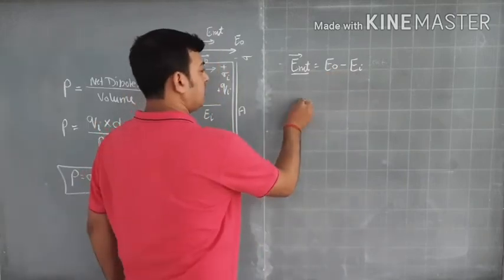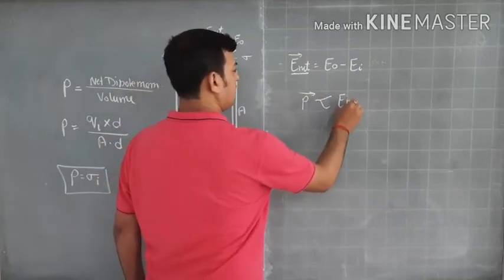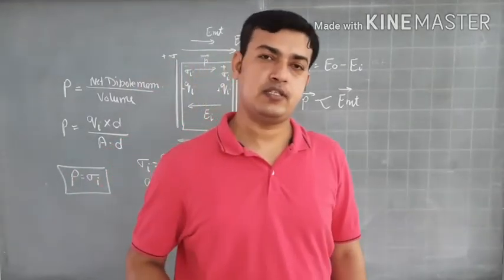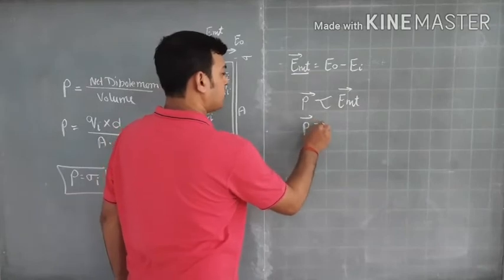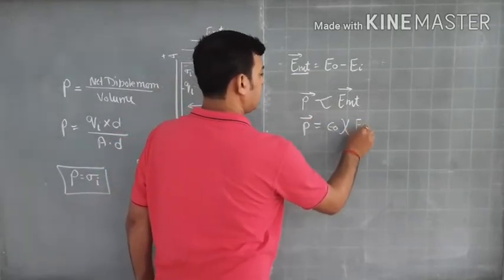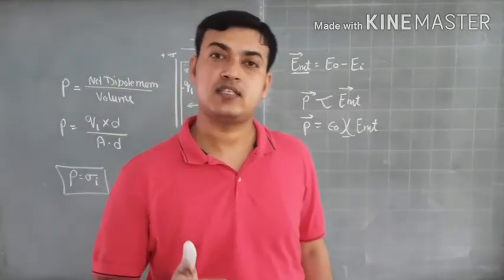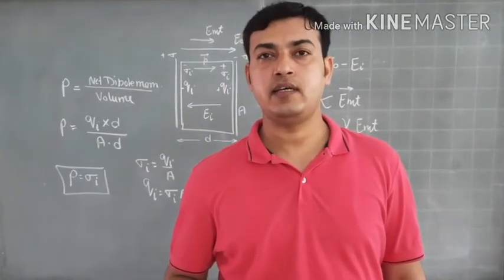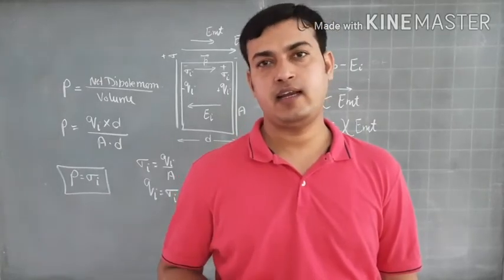So I can write that this polarization density is directly proportional to the net electric field between the plates of a capacitor. And if I remove the proportionality sign, I will get this constant, and this constant chi is called electric susceptibility. And this electric susceptibility describes the electrical behavior of dielectrics.